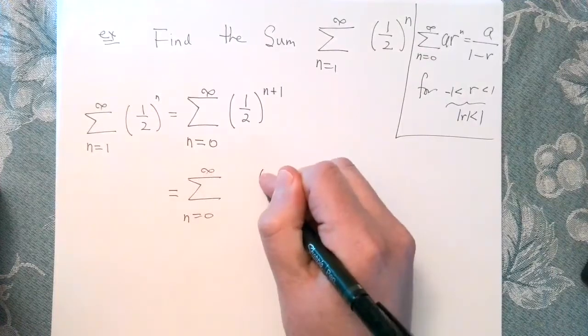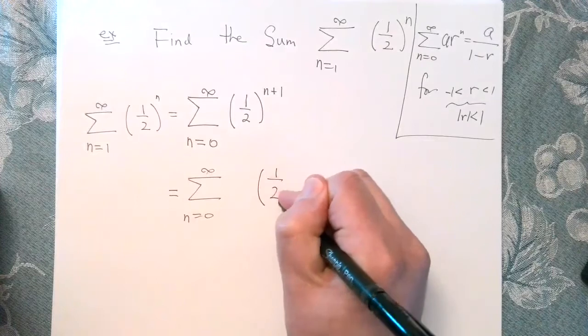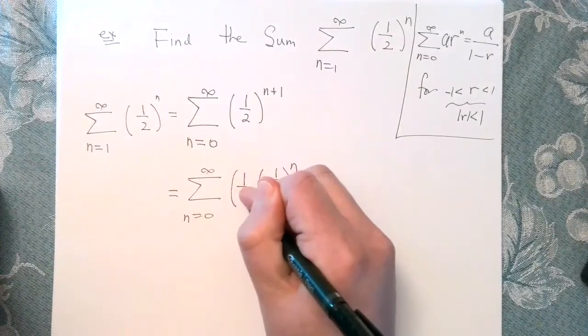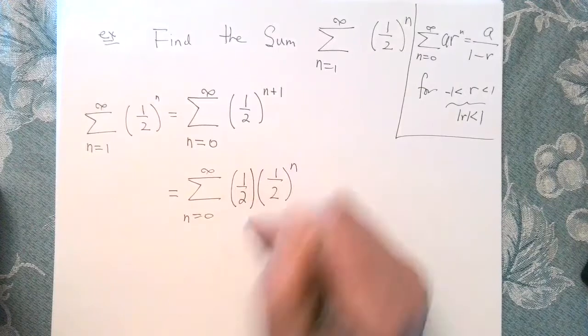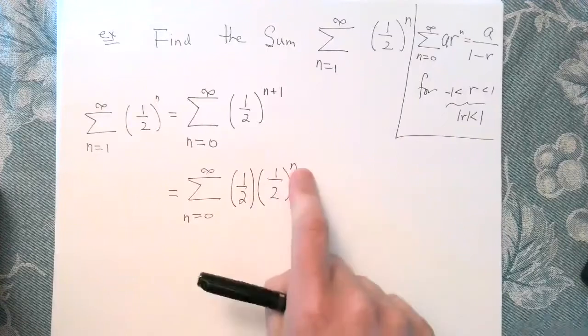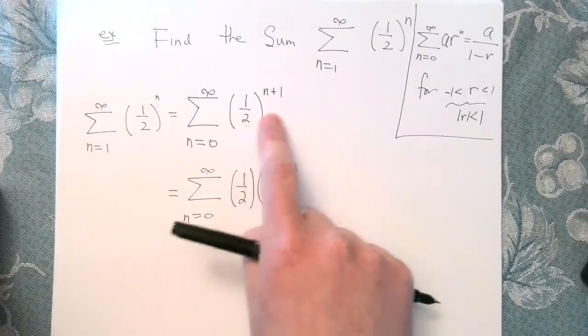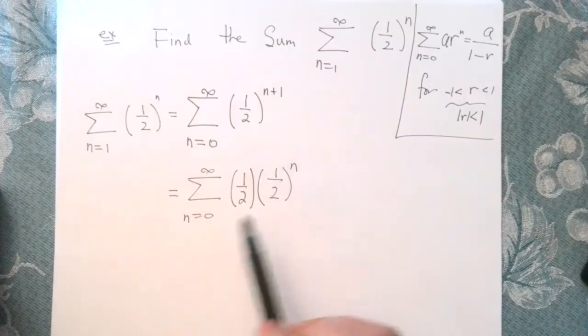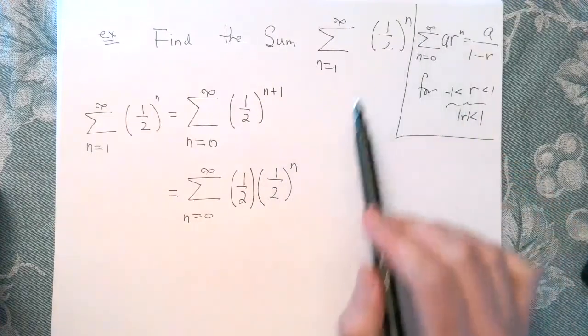So by using rules of exponents, here I've got the common ratio to the nth, but to make that legal, I need the common ratio to the first. So notice that when I multiply the same base, I add the exponents, and that really does give me exactly this quantity here. Well, this is really nice because I have exactly the form that we're looking for.